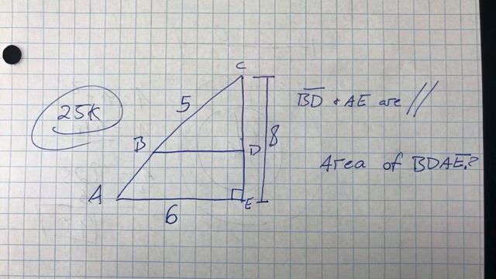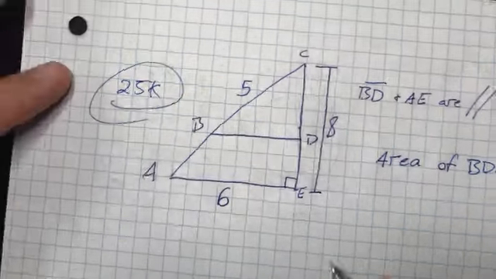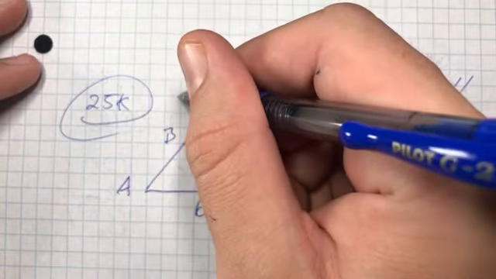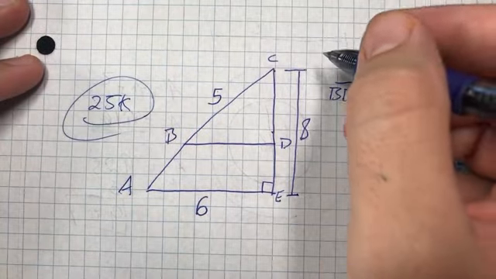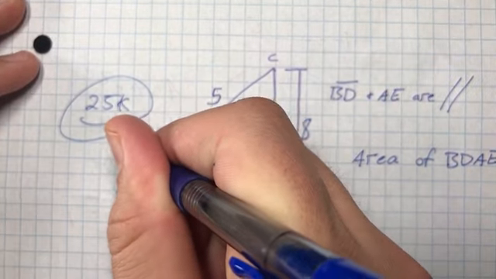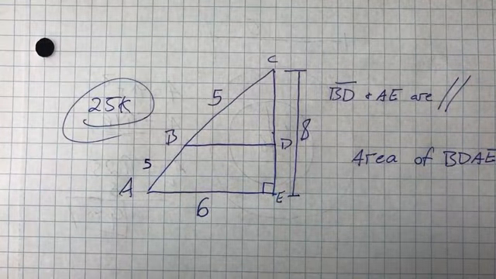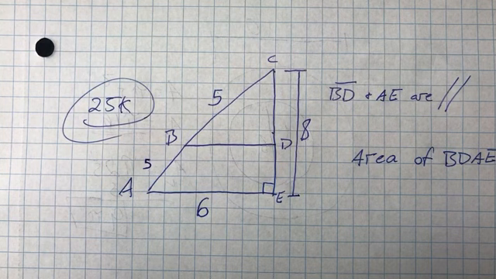Oh, you know what? I should clarify something. Let me just clarify that. How about that? I will clarify that AB is 5. Great. So AB is 5 and BC is also 5.